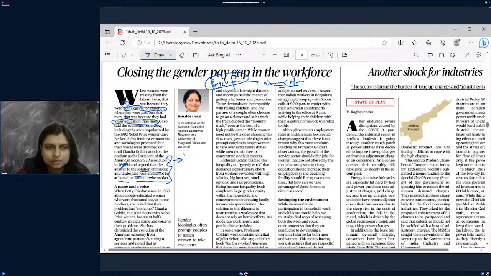So, the president of the American Economic Association, Claudia Goldin, was of the opinion that all the answers to missing or underpaid women profoundly lie in the market. And she said we were all looking for the answers in the home, whereas we should look towards the market. Now, a name and a voice.